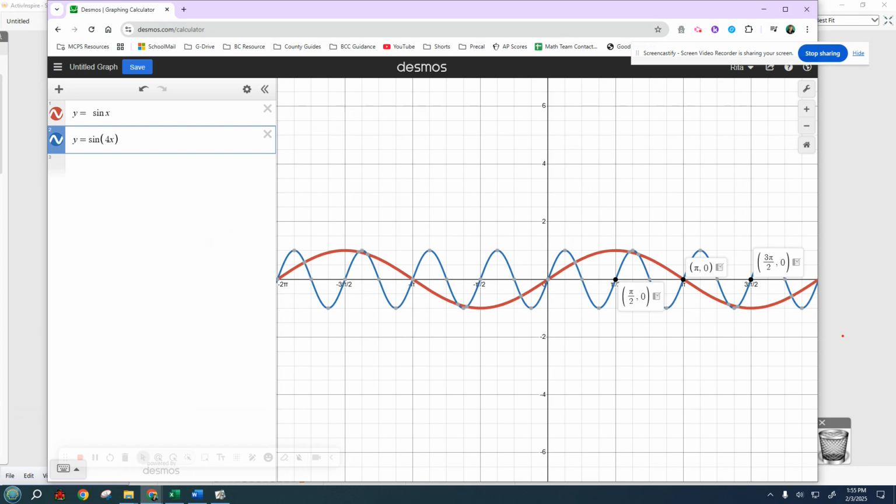And you guys reading it off the graph, you're like, yeah, duh, pi over 2. Frequency is how frequent, the b value is how many of that wiggle you are going to see in 0 to 2 pi.